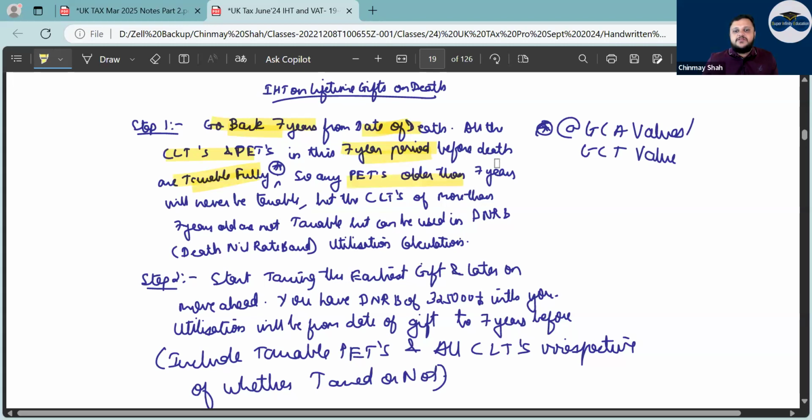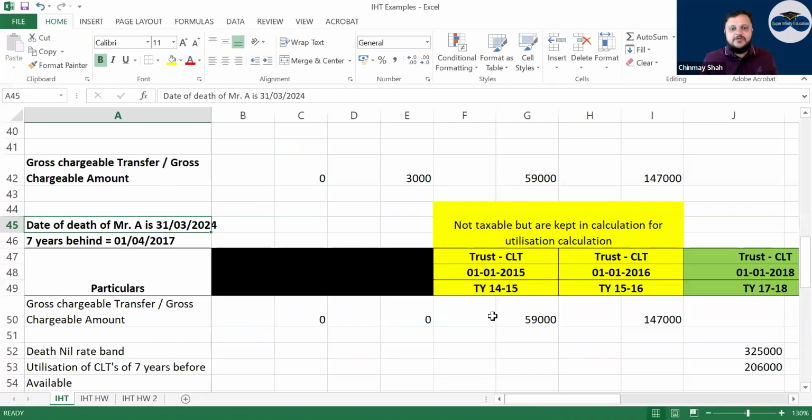So any PETs older than 7 years will never be taxable. It is a joke that is said in IHT, pray that whoever gives you a good cash gift survives at least 7 years, or else it will become taxable, right? But if there are any CLTs of more than 7 years old before that, they are not taxable but can be used in nil rate band utilization. Again on death, you get a renewed 325,000 limit, correct? So what did I do? Have a look here. What did I do?